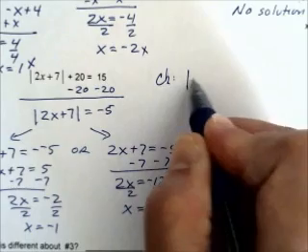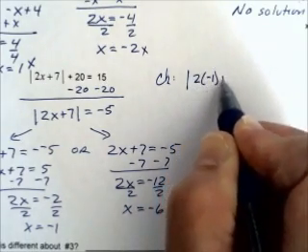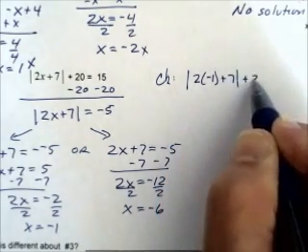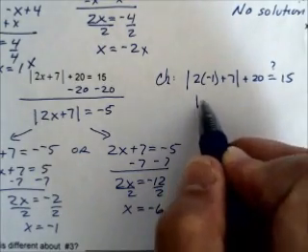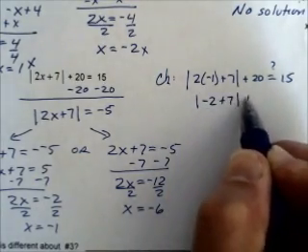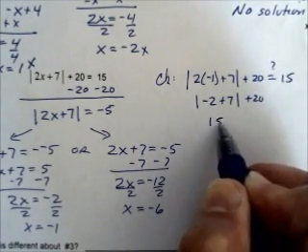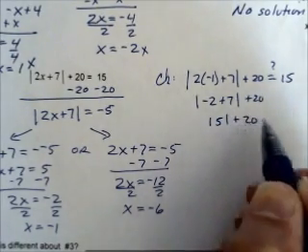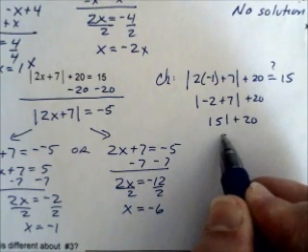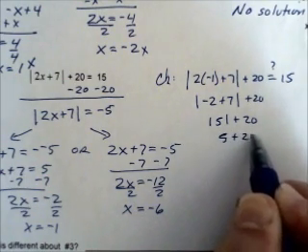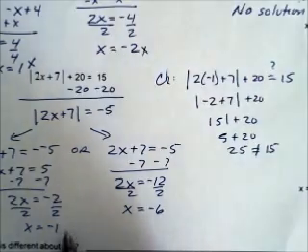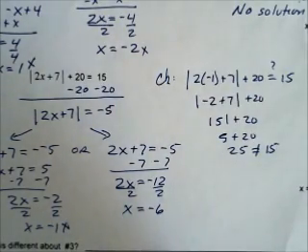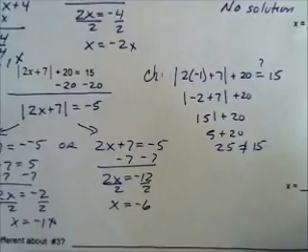The absolute value of 2 times negative 1 plus 7 plus 20, does that equal 15? Negative 2 plus 7, that's 5. And the absolute value of 5 is 5. So 5 plus 20 is 25, which does not equal 15. So negative 1 does not check.